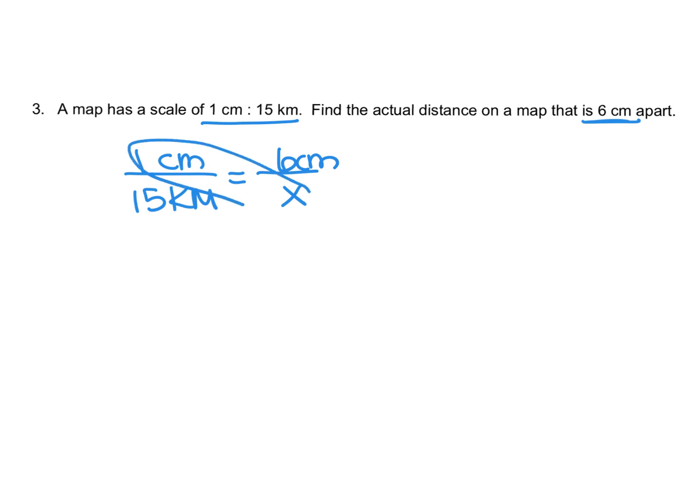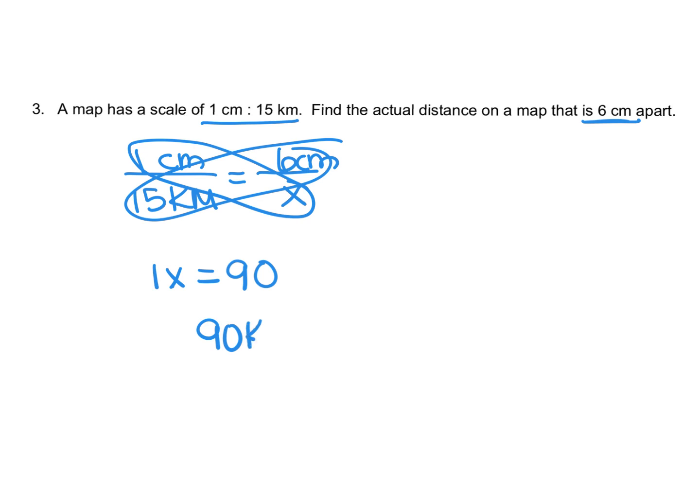So again, we're going to cross multiply and then divide. So 1 centimeter times x, so I've just got 1x, is equal to, and then we'll take 15 times 6, and we get 90. So our x is equal to 90, meaning that it is going to be 90 kilometers apart. So in this lesson, we took a look at how to solve proportions and how to solve real life proportions.